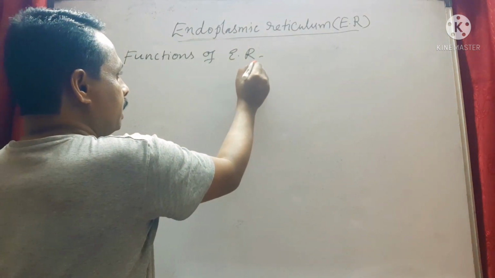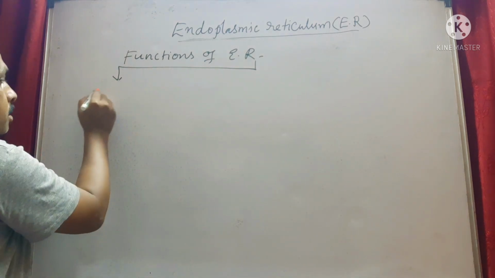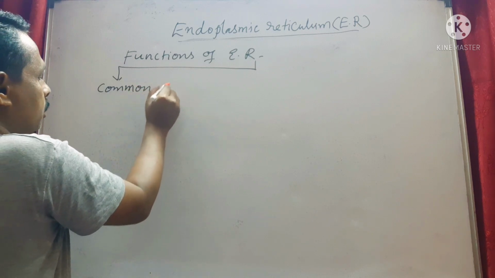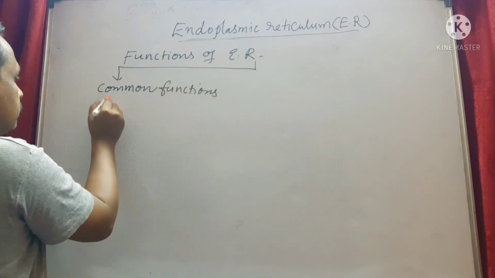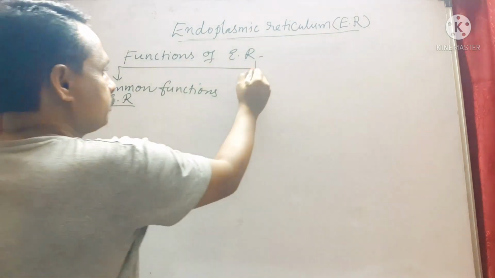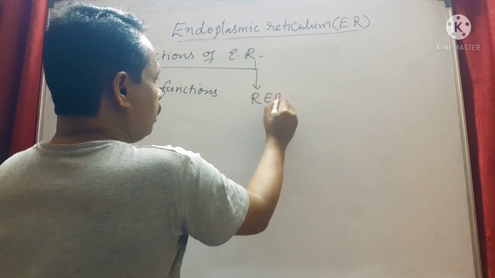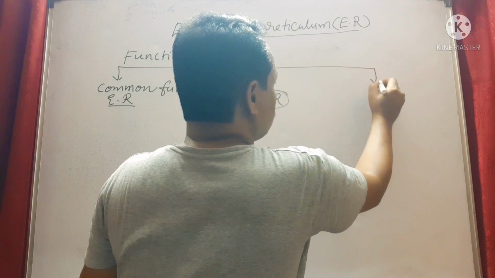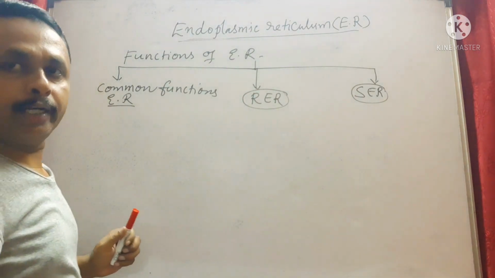Functionally, endoplasmic reticulum can be divided into three headings. One is common functions of endoplasmic reticulum. Next one is RER, functions of rough endoplasmic reticulum. The next one is SER, functions of smooth endoplasmic reticulum.